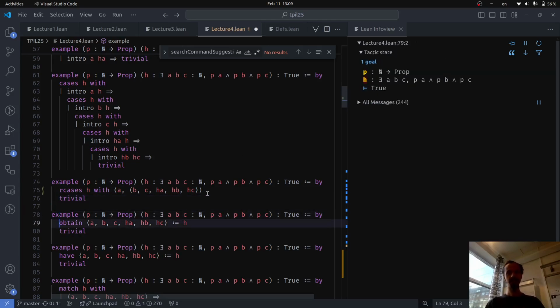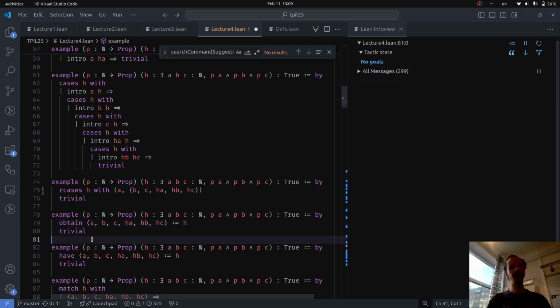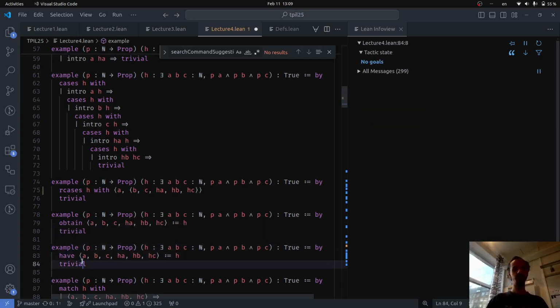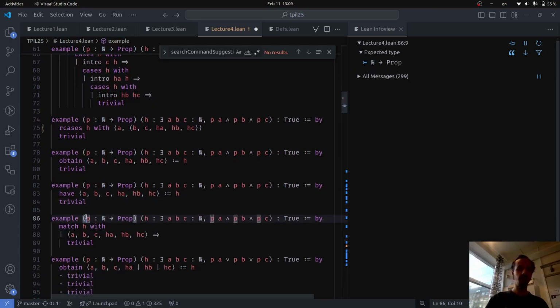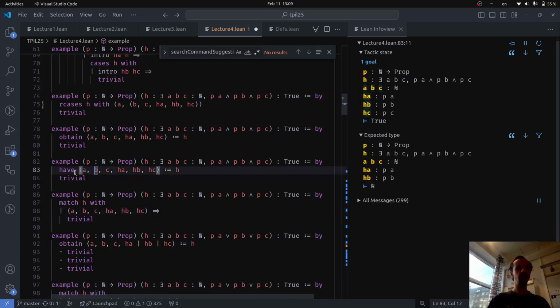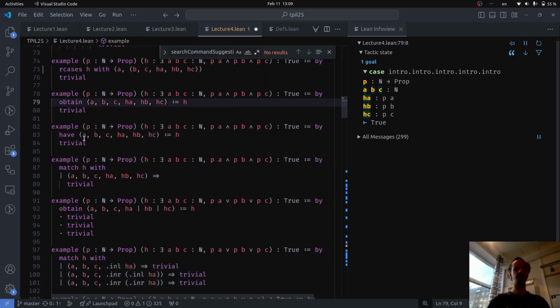There's an alternative syntax for this called obtain, where it puts the pattern on the left. And you might notice that this is kind of similar to have, and actually in this case, you can also do the same thing with have, because have also takes a pattern. So you can pattern match multiple things at once. And you can also pattern match multiple things at once using match. These two are using a slightly different syntax though.